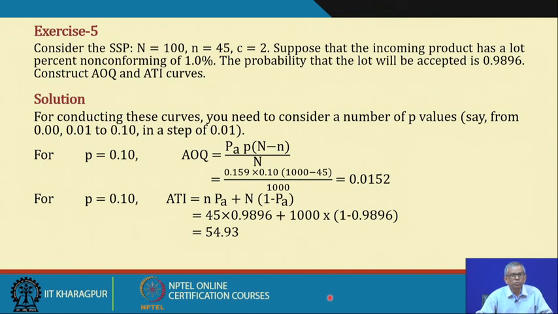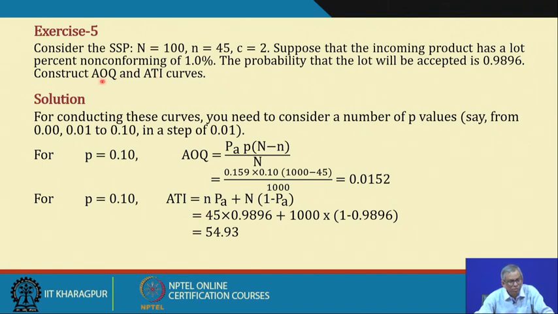Now let us move to the next exercise, exercise 5. Consider the single sampling plan, SSP, where capital N equals 1000, small n equals 45, c equals 2. Is it okay? Suppose that the incoming product has a lot percent non-conforming of 1%. The probability that the lot will be accepted is 0.9896. Construct the AOQ and ATI curves.